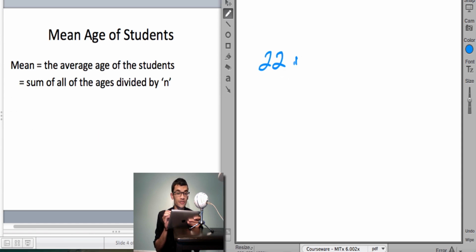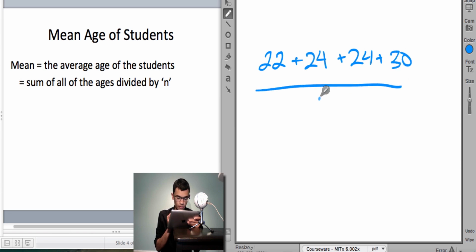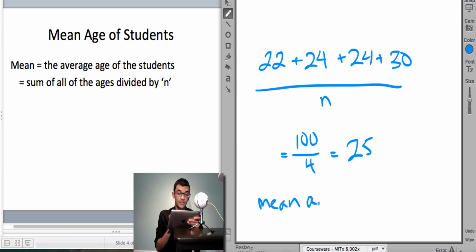The mean age of the students is the same as the average age of the students. So we'll do it by hand as a refresher. Add up 22 plus 24 plus 24 plus 30, that's the sum of our students, divided by n observations, so that's 4, is 100 over 4. So the mean or average age of the students is 25.